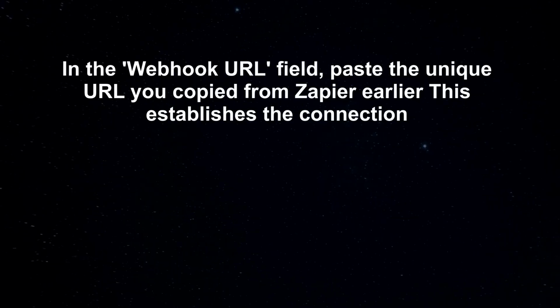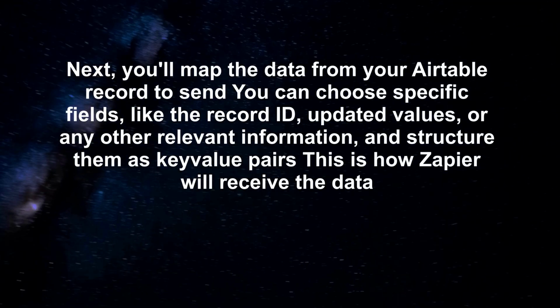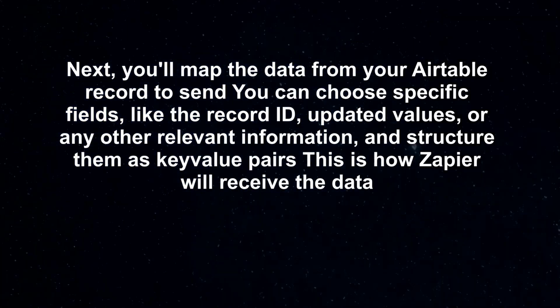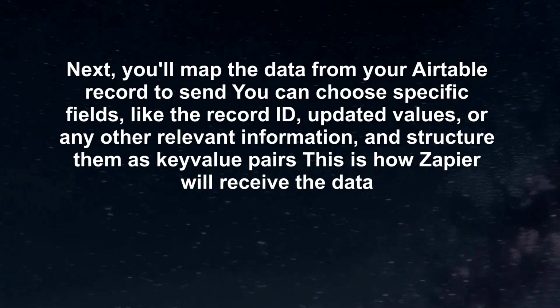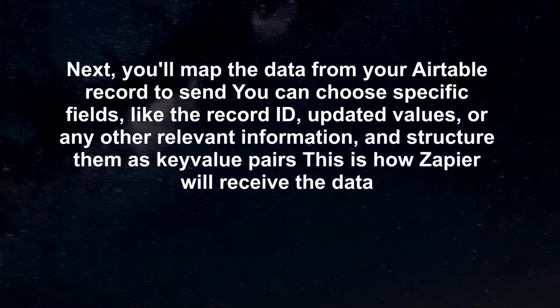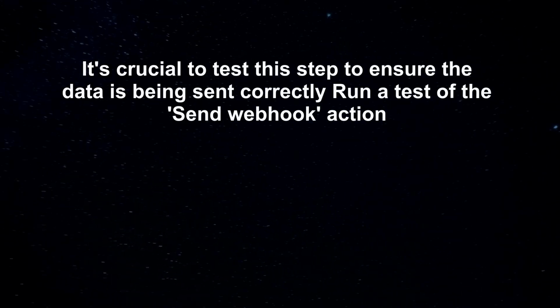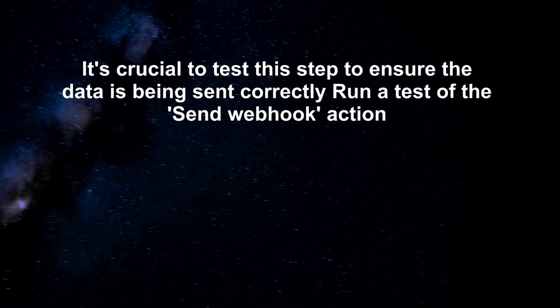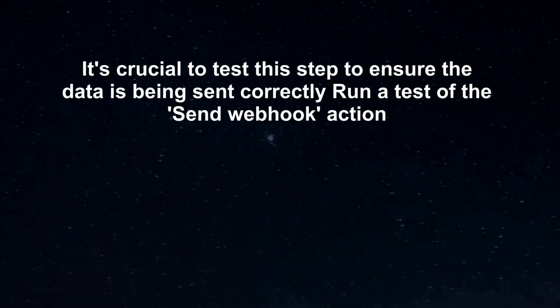This establishes the connection. Next, you'll map the data from your Airtable record to send. You can choose specific fields, like the record ID, updated values, or any other relevant information, and structure them as key-value pairs. This is how Zapier will receive the data. It's crucial to test this step. To ensure the data is being sent correctly, run a test of the Send Webhook action.